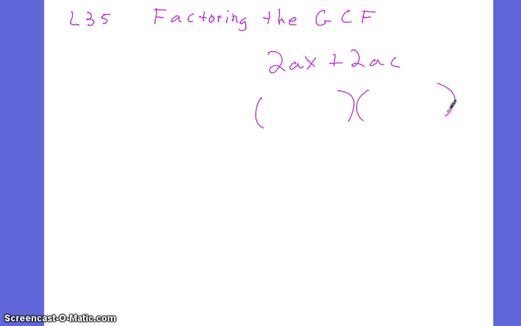So I gave you 2 terms. What do we have in common? Well, we got a 2 in common, and we have an a in common. And x's are not in common. So what do we write in our second set of parentheses? We're going to write x plus c, and it's done. So we can write our problem as 2a times x plus c. Done. Pretty easy, pretty cool stuff.